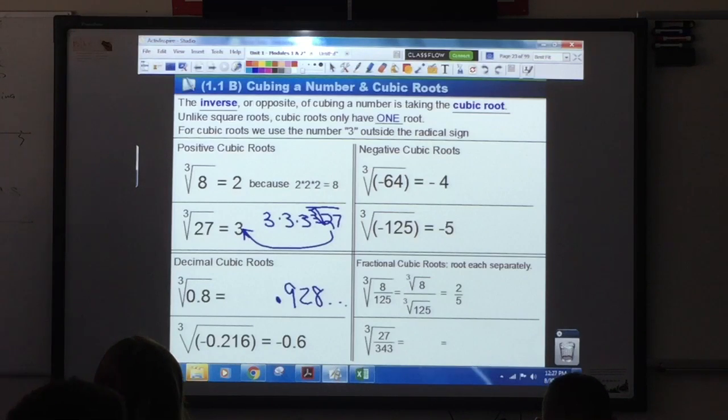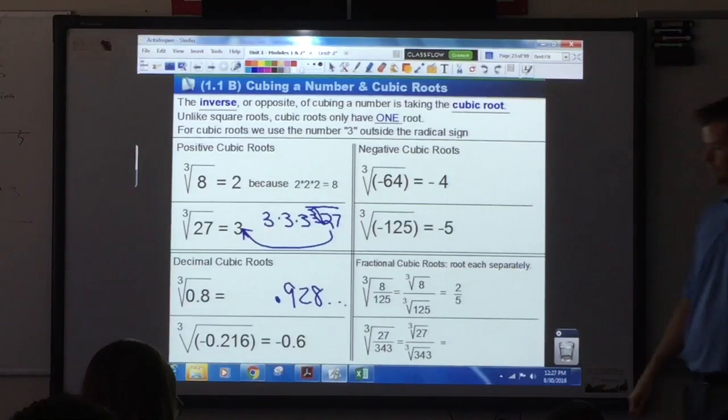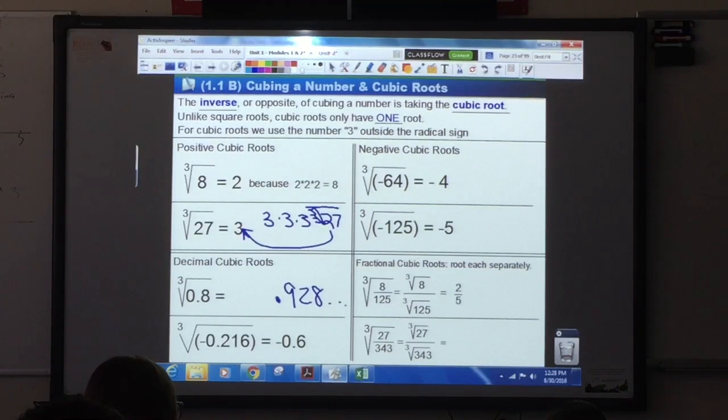And then let's go to Mr. Tucker. Back to you, you came up again. The last one right there. Cubic root of 27 over 343. What you got? No, the cubic root. Take the cubic root of 27. Do one half at a time. And remember, you're going to split these apart, guys. So you're going to take the cubic root of 27 and the cubic root of 343.